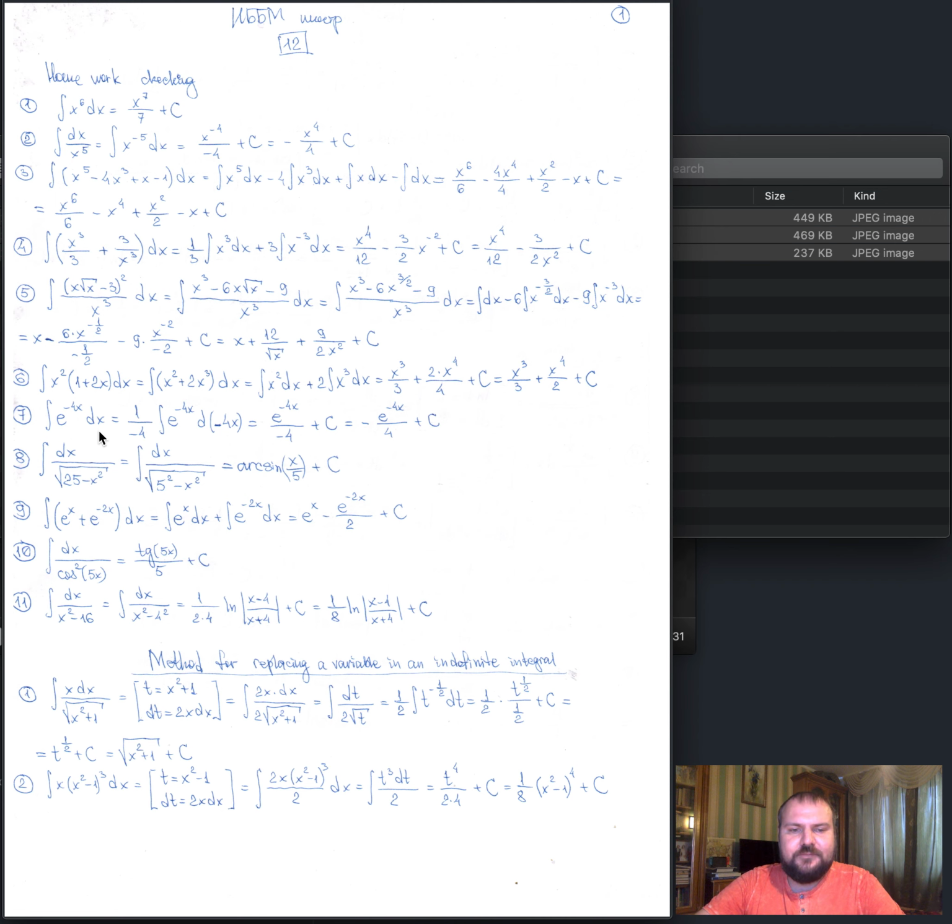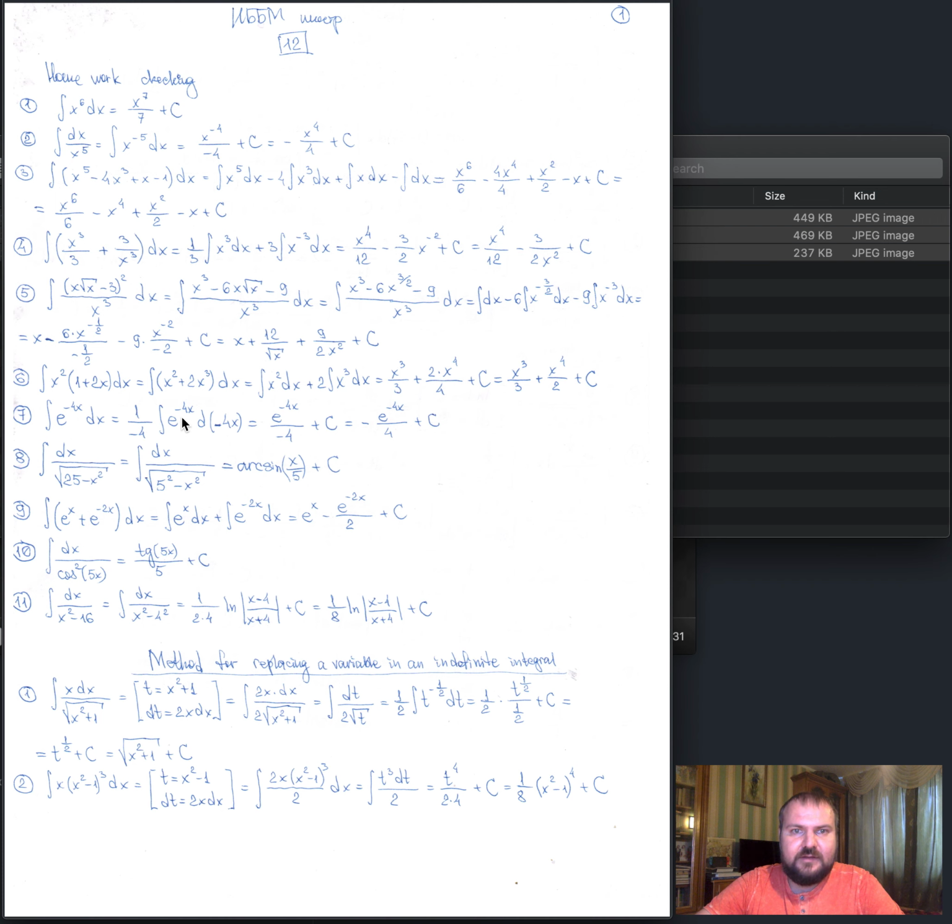Number 7 from your homework, integral e in power minus 4x dx. We need to make here moving under the differential sign. So here we see e in power minus 4x. We need to create the same expression, the same value under the differential sign. We need to construct d from minus 4x, and to get the 1 here before the integral, we need to divide it by minus 4, or multiply by 1 divided by minus 4.